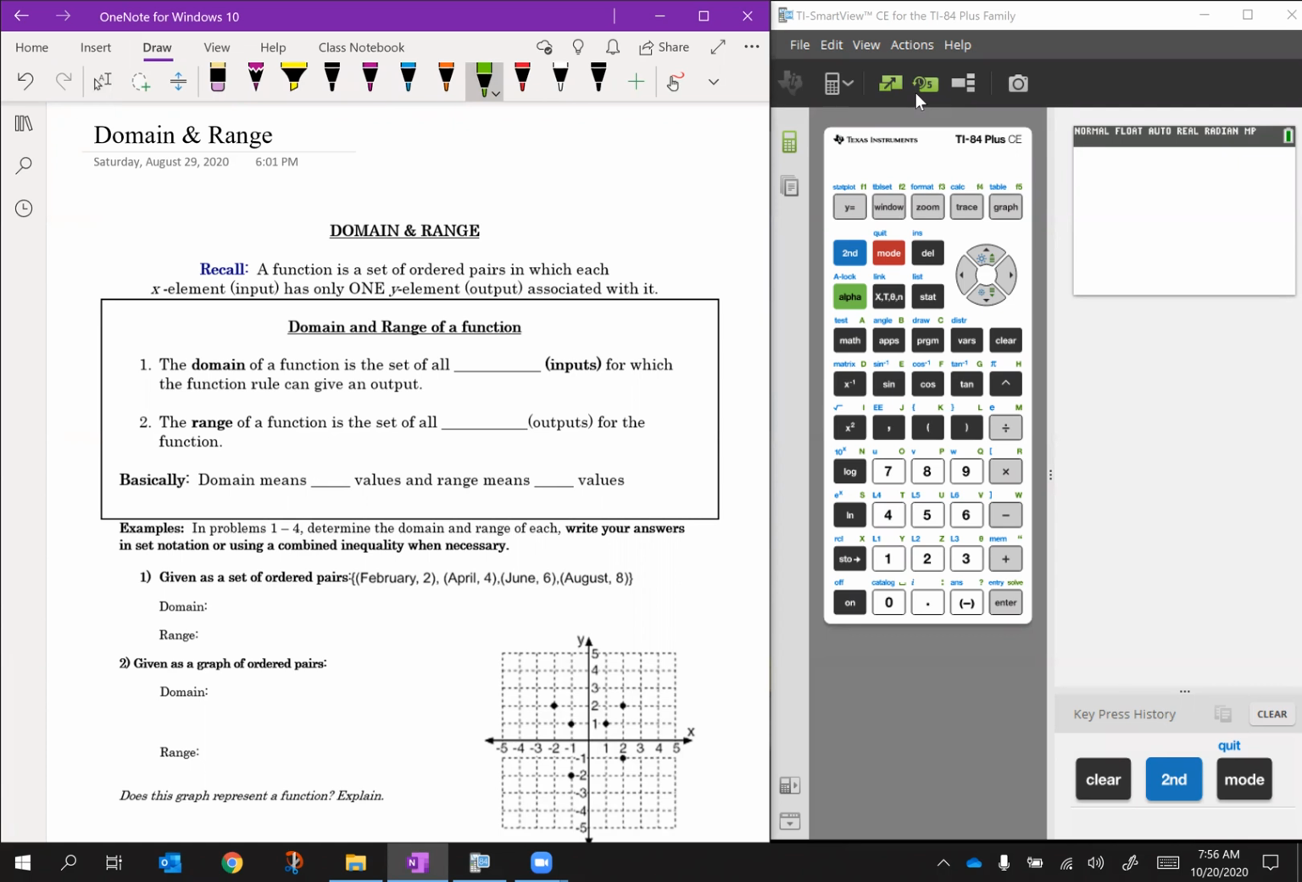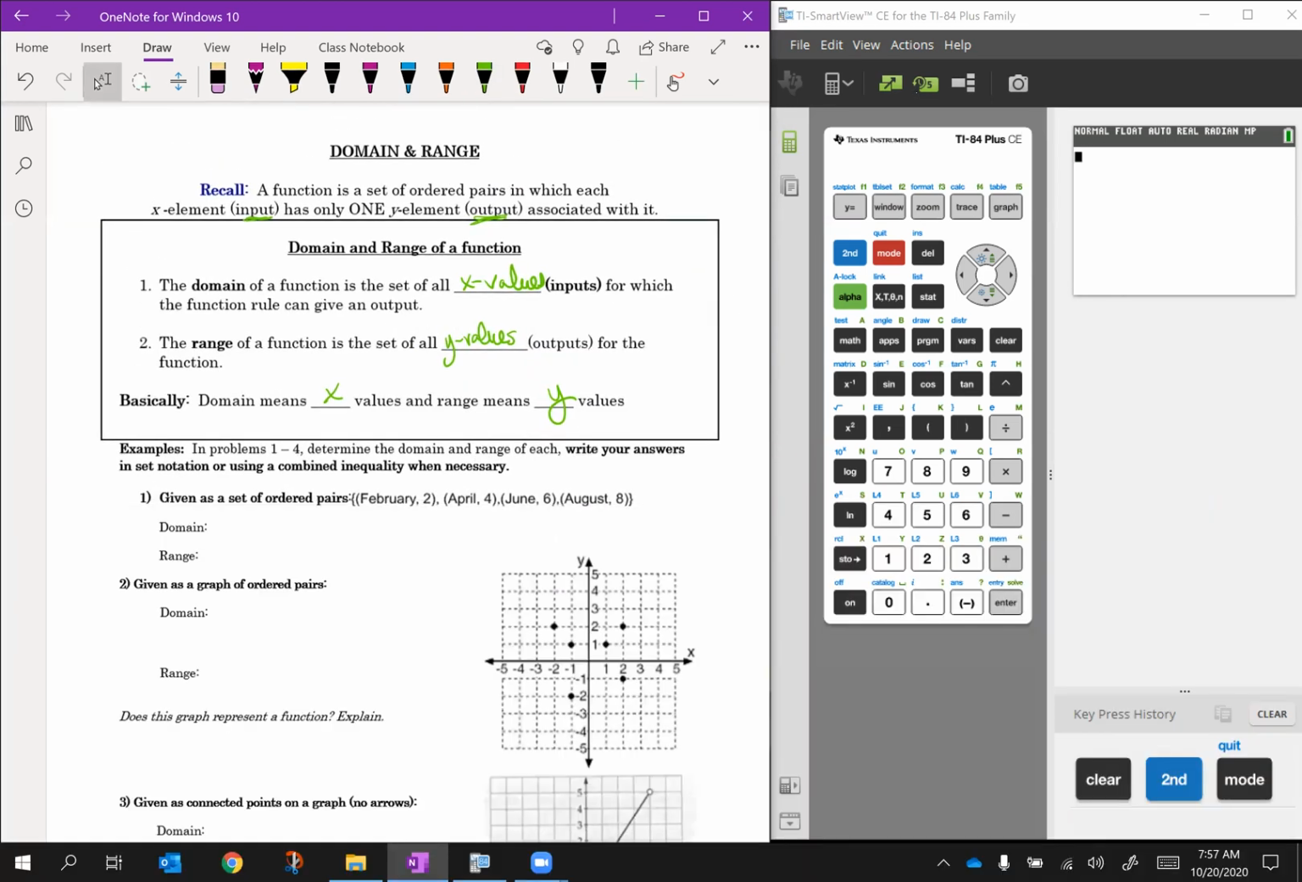So domain, recall a function is a set of ordered pairs in which the x element or the input has only one y element or output. So remember what it means to be a function. Every input has one output. The domain of the function is a set of all x values or inputs for which the function rule can give an output. The range of a function is a set of all y values. So our x values are our domain, our y values are our range outputs for the function. Basically, domain means x values, range means y values.